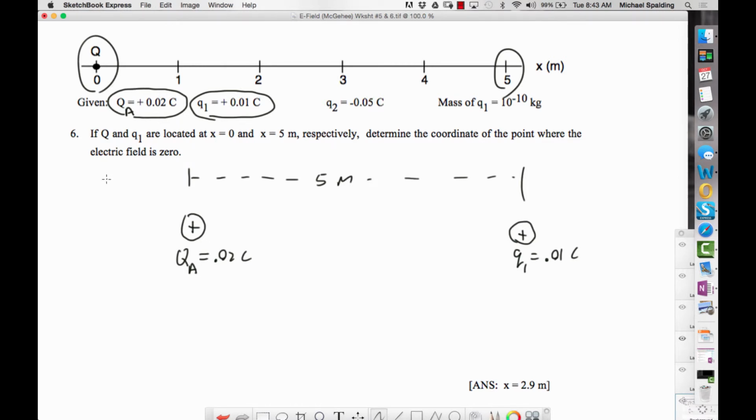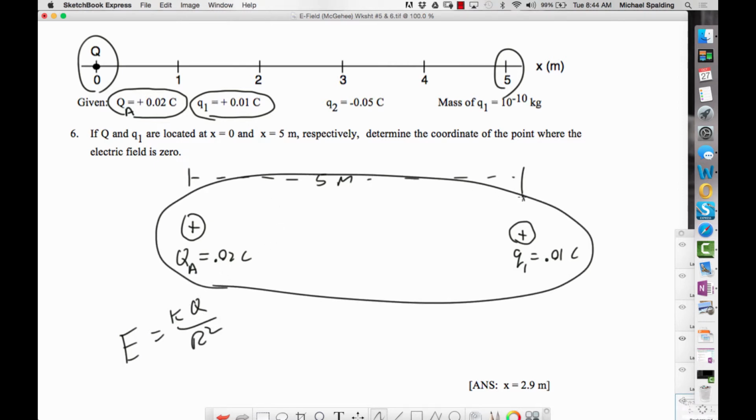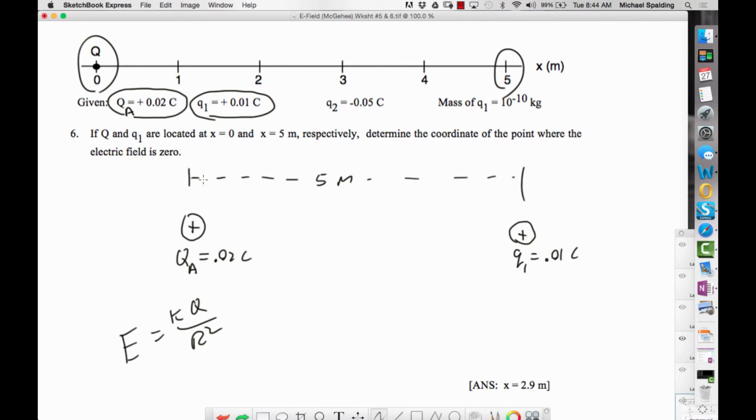You know what an easy answer would be? And McGehee didn't specify this. You could say the electric field is going to be 0 at infinity, right? Because E equals KQ over R squared. If you were to take this situation here and travel a distance of infinity, what's going to happen to the electric field if you move to infinity? It goes to 0. So very frequently these questions will say, determine the coordinate other than infinity. You know what I'm saying? So anyway, we're going to find the actual point. We're not going to take the easy way out.